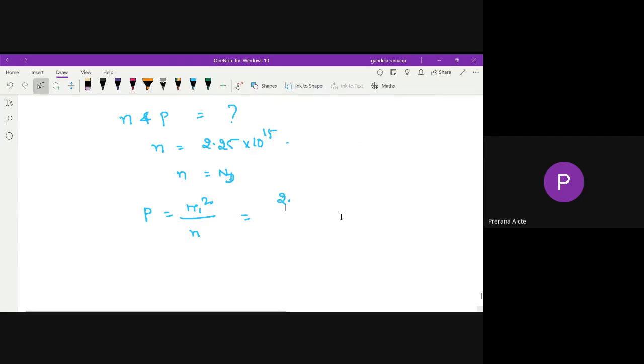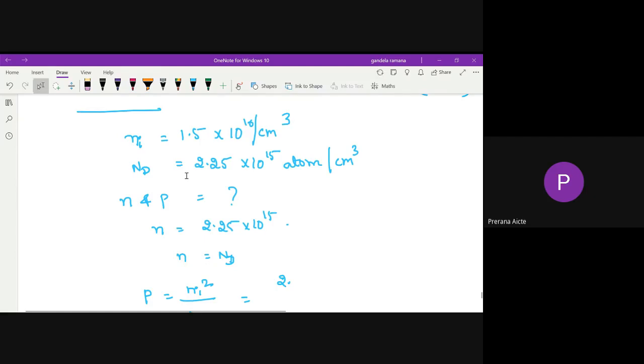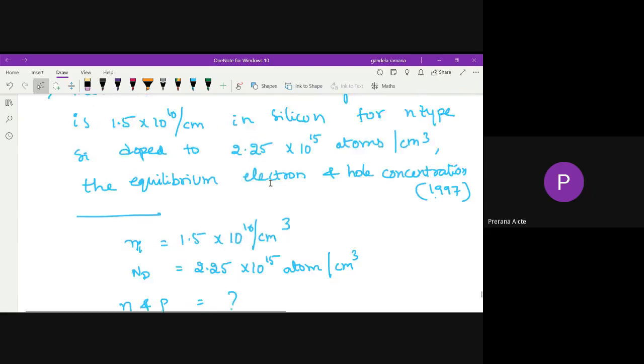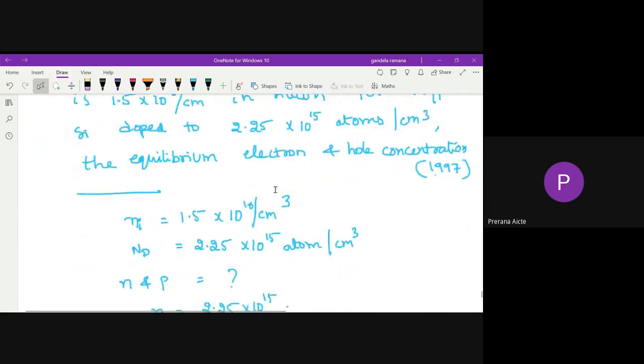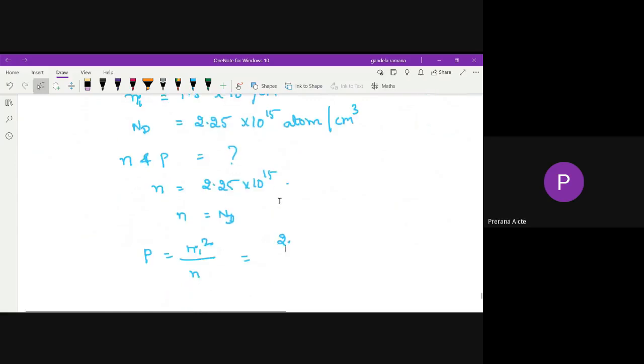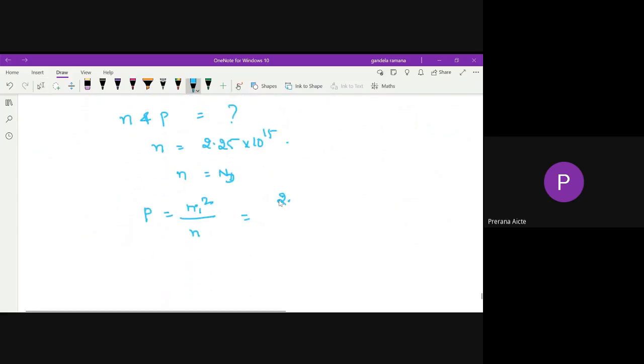Ni is 1.5 into 10 power 10 per centimeter cube. When it is squared, we get 2.25 into 10 power 20 per centimeter 6, divided by N. The N value is 2.25 into 10 power 15 per centimeter cube.